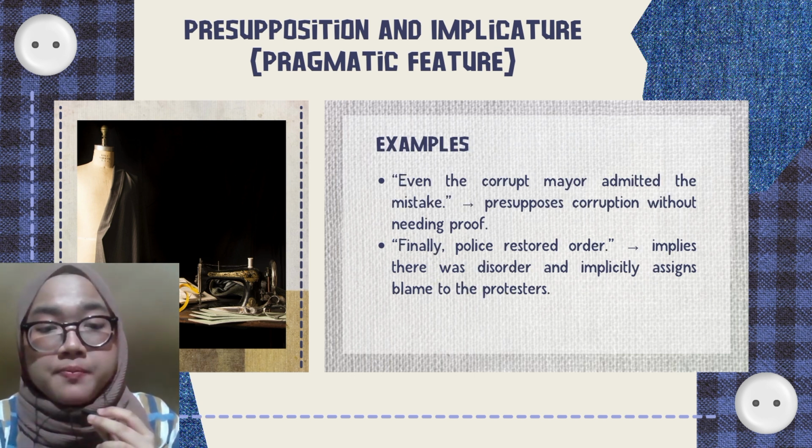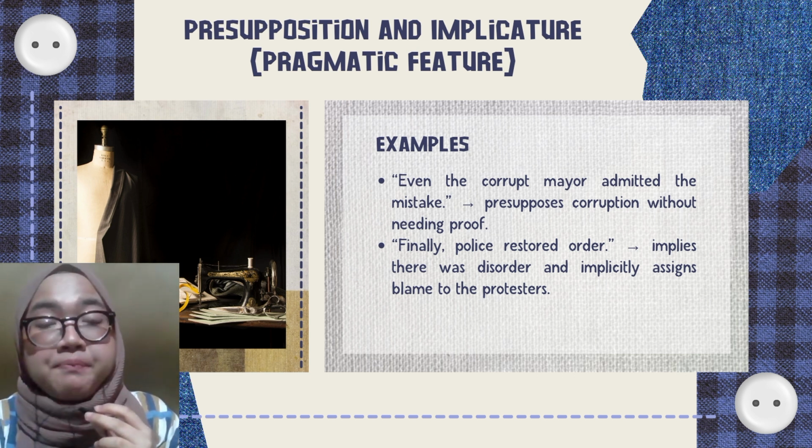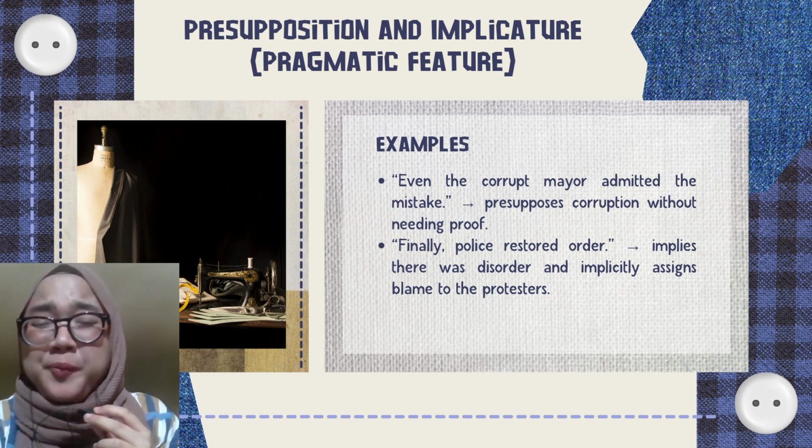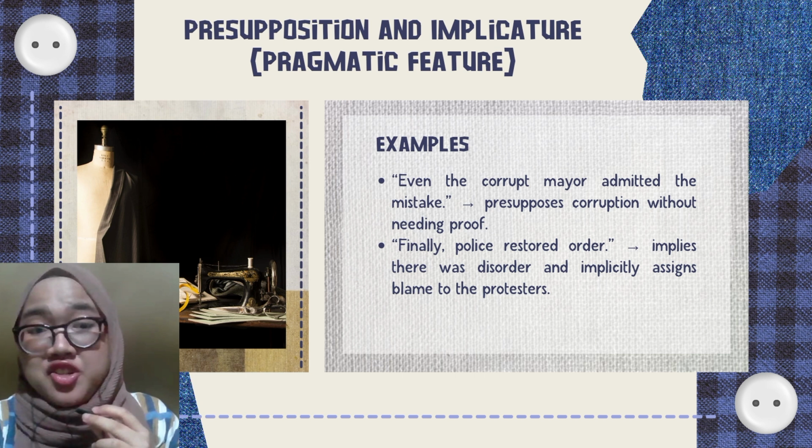For example, "Even the corrupt mayor admitted the mistake." This presupposes that the mayor is corrupt, even though there's no evidence given. The sentence is about the mistake, but the label "corrupt" is slipped in as if it's already true. Readers may believe it without questioning it.